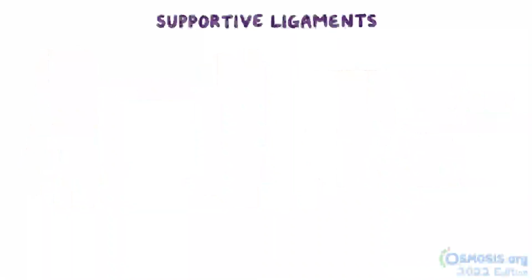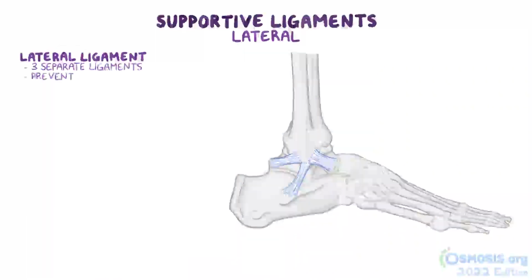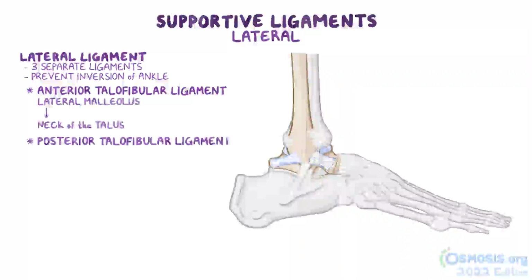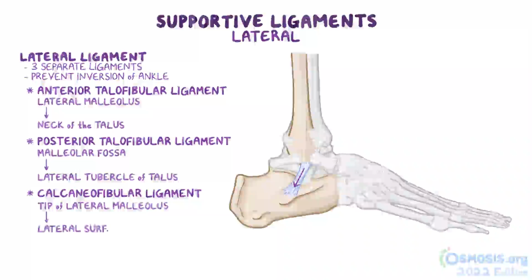Now, the supportive ligaments reinforce the ankle joint. Laterally, there's the lateral ligament of the ankle consisting of 3 completely separate ligaments which help prevent inversion of the ankle. First, there's the anterior talofibular ligament that extends anteromedially from the lateral malleolus to the neck of the talus. Second, there's the posterior talofibular ligament which runs horizontally, medially, and posteriorly from the malleolar fossa to the lateral tubercle of the talus. And third, there's the calcaneofibular ligament, which passes postero-inferiorly from the tip of the lateral malleolus to the lateral surface of the calcaneus.